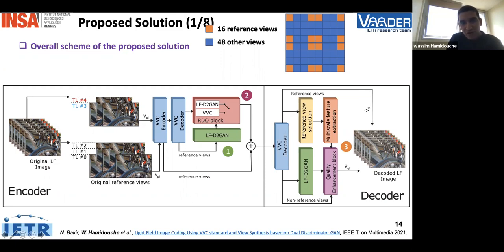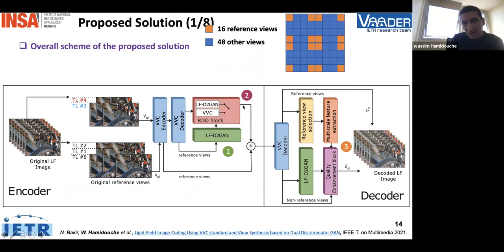Now for the other no reference views, they are synthesized by this green block, which is called the light field D2GAN, for dual discriminator GAN synthesizer. So all the no reference views here are also synthesized by this green block. And this red block will perform some rate distortion optimization between the view which is encoded by VVC and the one which is synthesized with this green block, and select the one with the lowest rate distortion cost, which is sent to the decoder.